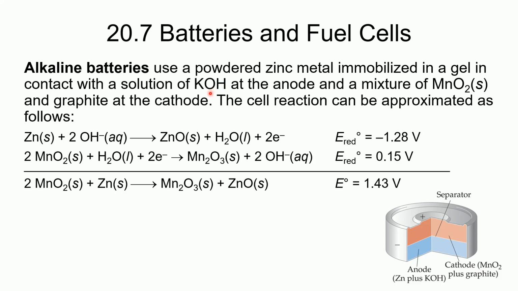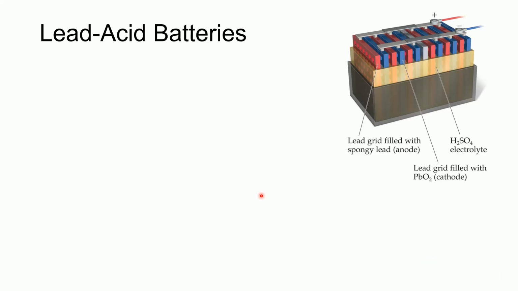Now, of course, that potassium hydroxide, we want to make sure that that doesn't get out. So you never want to take these batteries and break them open or throw them in a fire or anything like that, because some nasty stuff can happen. But that is how a typical alkaline battery will work.